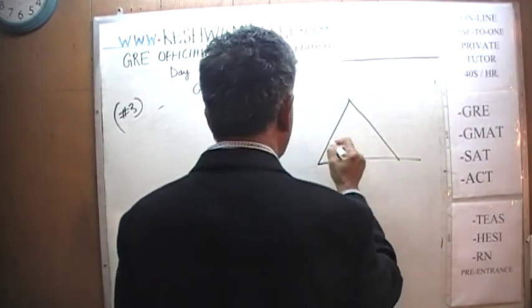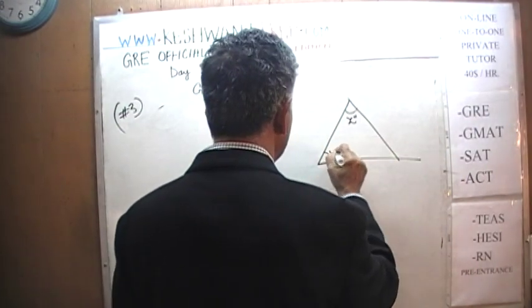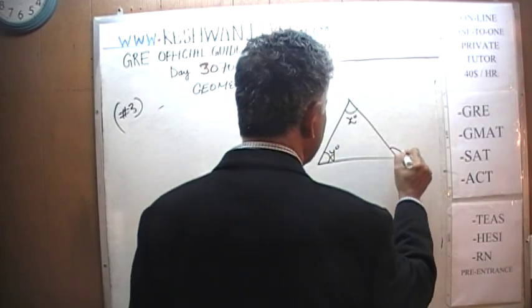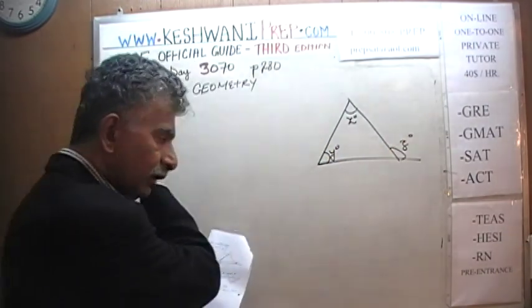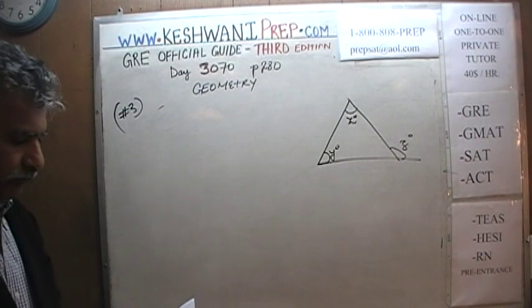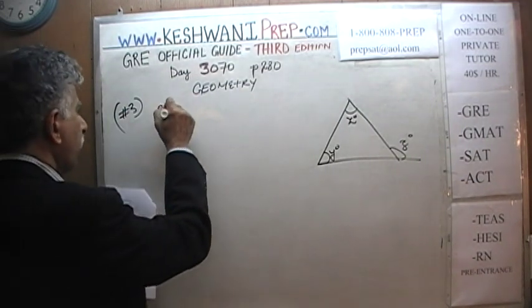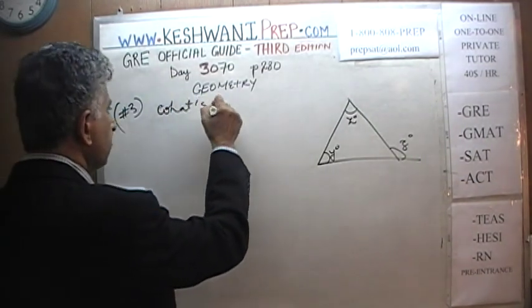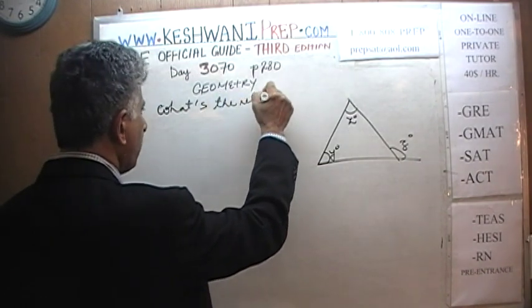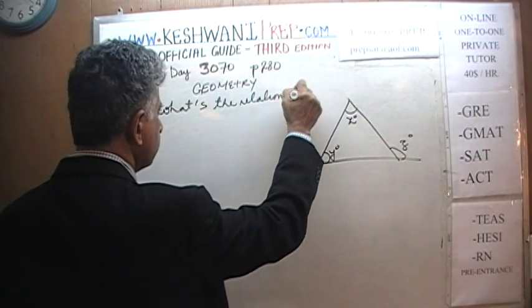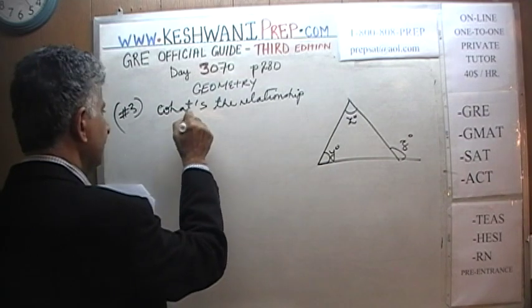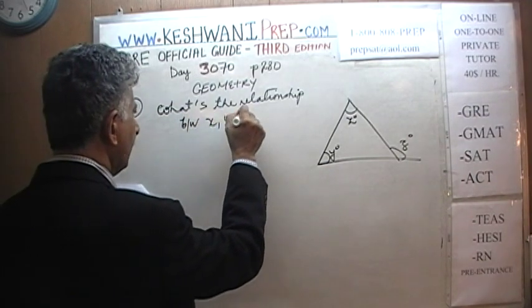Something like this. We are told that this is X degrees, we are told that this is Y degrees, and we are told that this is Z degrees. What's the relationship? What is the relationship between X, Y, and Z?